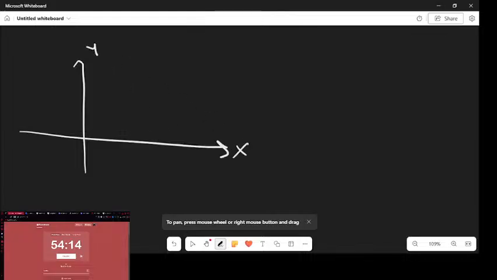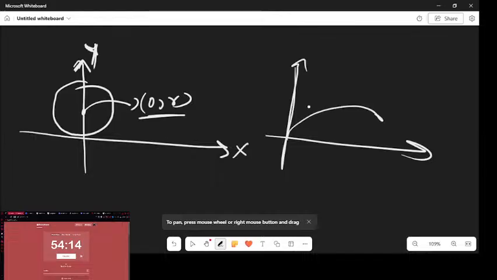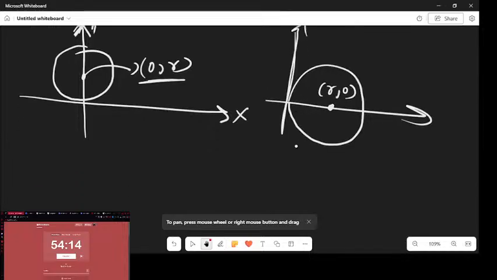X-axis, y-axis. Now, a circle having its center lying on the y-axis and touching the x-axis, then its center would be 0 comma r, like this. These are some of the special cases. And if we have a circle that is touching the x-axis, y-axis, and having its center lying on the x-axis, then its center would be like this, and we can find the equation of the circle.